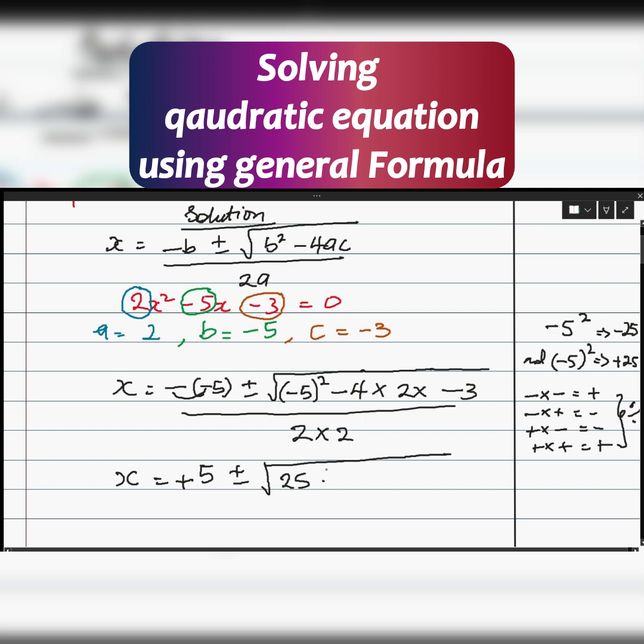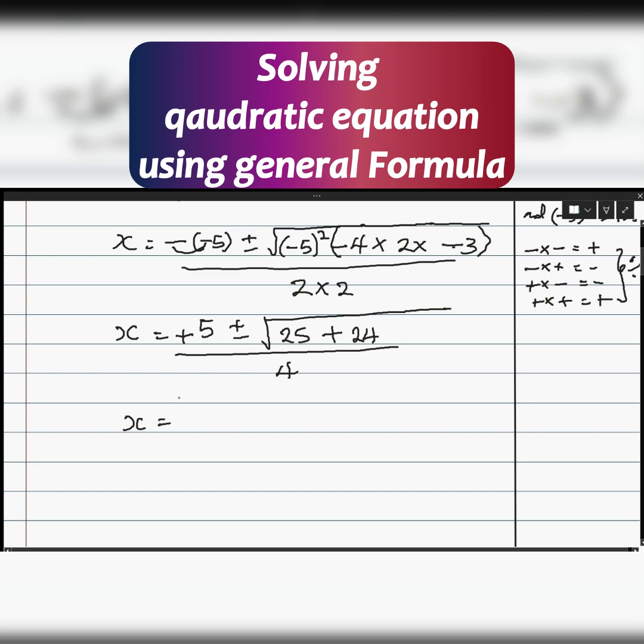Then now let's be careful here. This one, they are together. So if I have a multiplication inside this bracket, this means I want minus times this minus, and minus times this minus gives us plus. So 4 times 2 is 8, and 8 times 3 is 24. Then all over 2 times 2, which is 4. Then we have x equals plus 5 here.